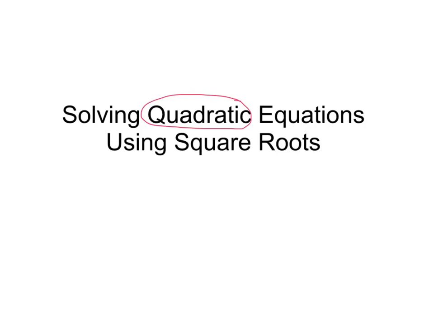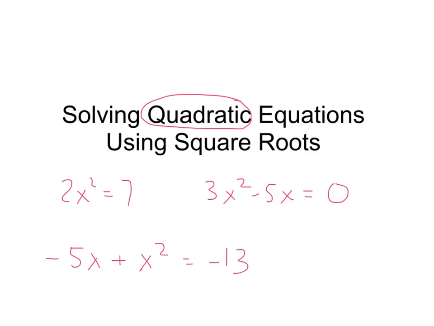of x squared. So for example, if I had 2x squared equals 7, or 3x squared minus 5x equals 0, or I could have negative 5x plus x squared equals negative 13. All these equations are quadratic because the highest exponent is a power of 2. So I've got an x squared here, here, and here.